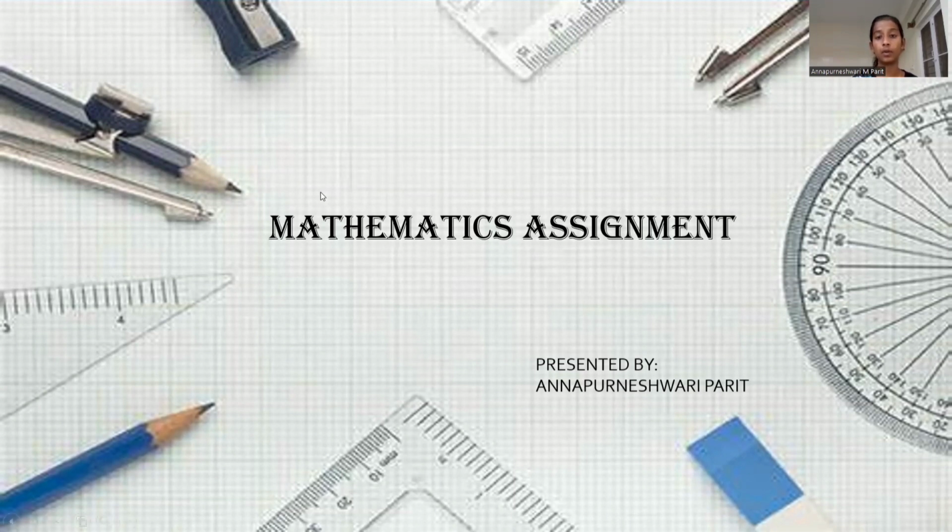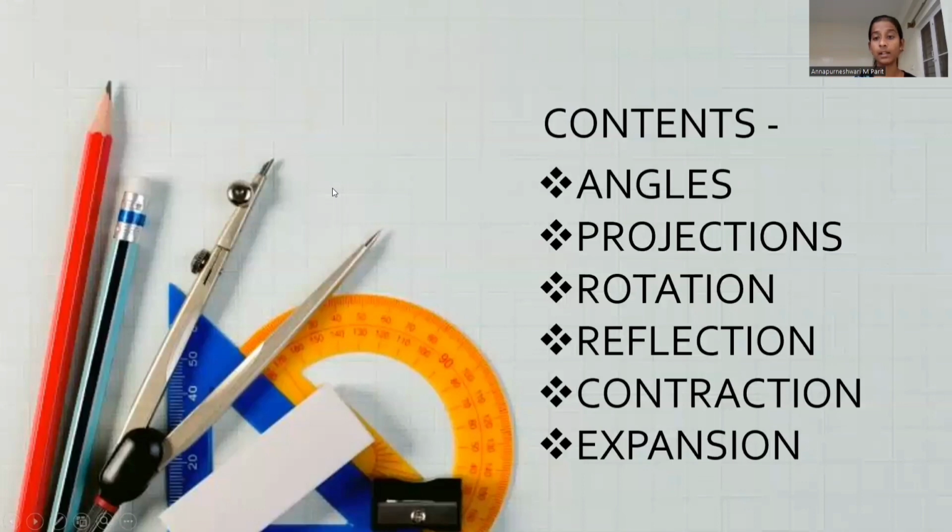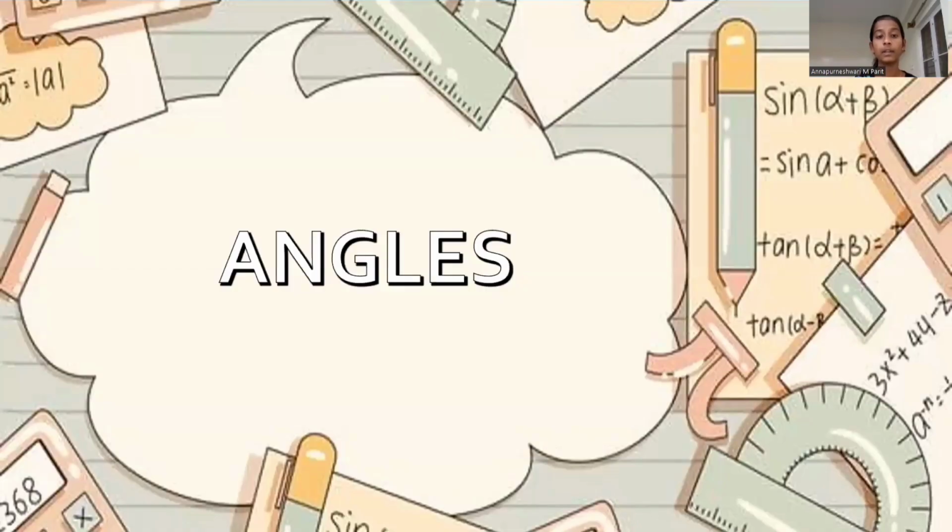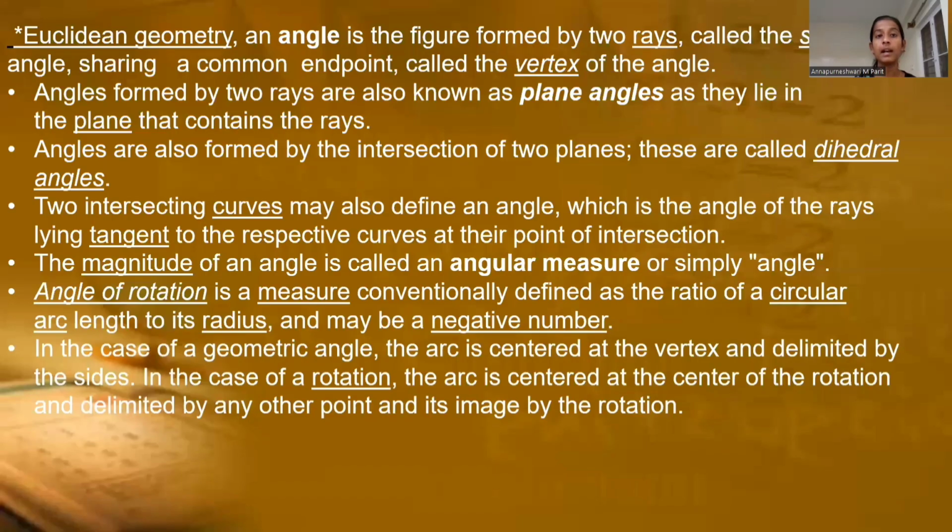And today in this video, we are going to see about angles, projections, rotation, reflection, contraction, and expansion. So let us begin with the angles. Angles are nothing but the figure formed by two rays called the sides of an angle and the common endpoint called the vertex. Angles formed by two rays are also known as plane angles, as they lie in the plane that contains the rays.